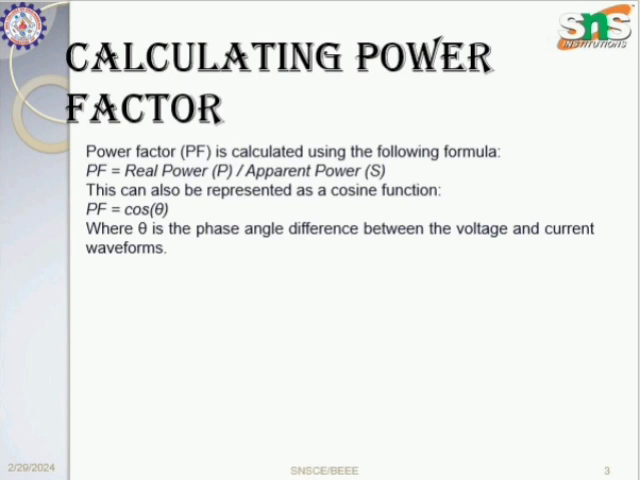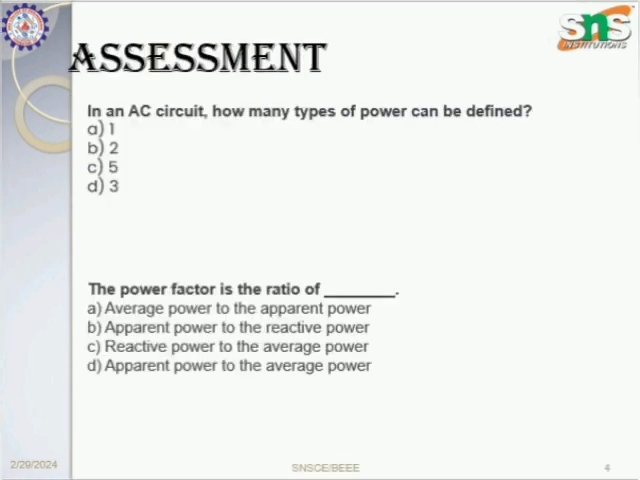Now let us consider a circuit with the waveform of voltage and current, and there is absolutely no theta between them, that is no difference between them. Here cos theta is cos 0 which is nothing but 1. So the power factor is 1.